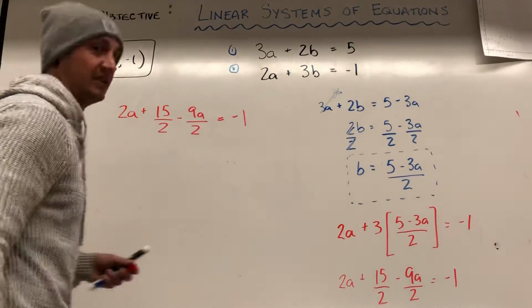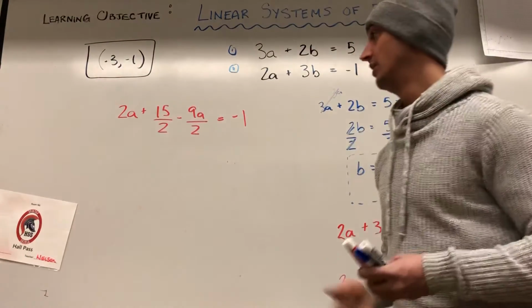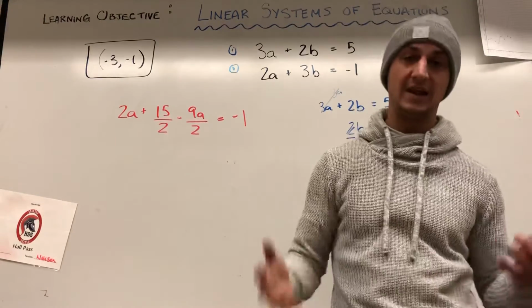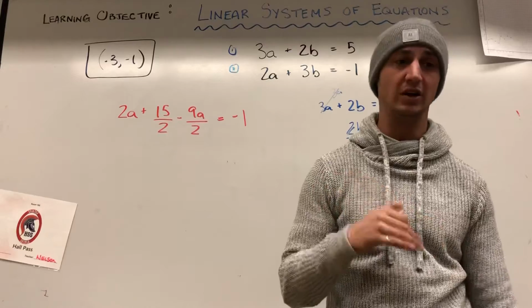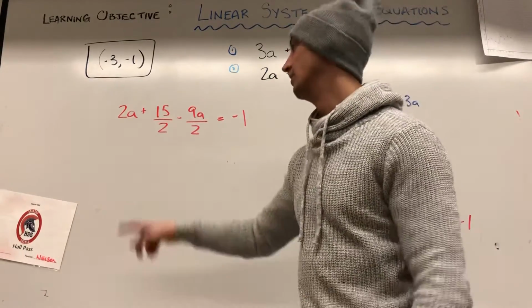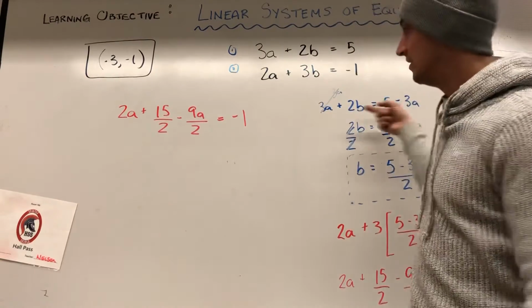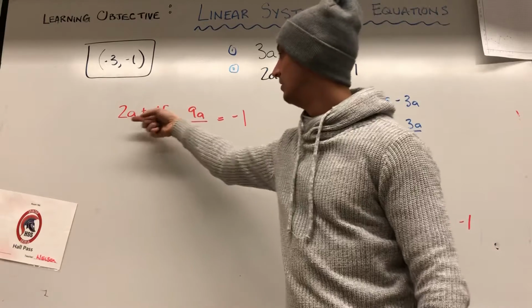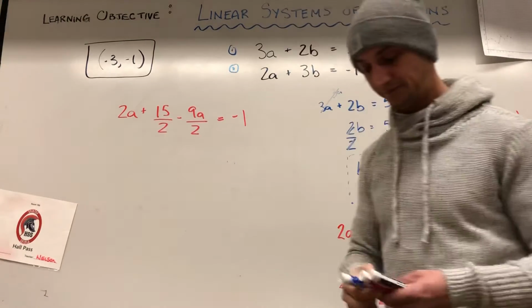So this looks really scary, really messy. And ultimately, I'm just trying to solve for a. In order to solve for a, having a denominator or a fraction is no bueno. So what do I want to do? Well, I want to get rid of this 2 down here, because I don't want fractions. I just want something nice and easy to work with. So how can I get rid of this 2 down here?